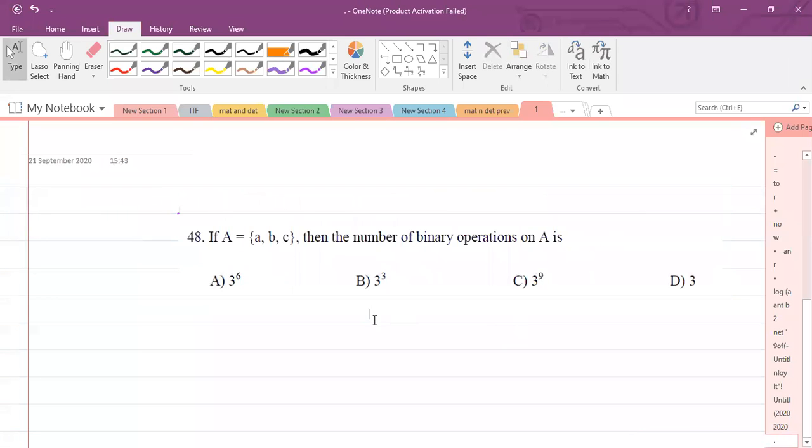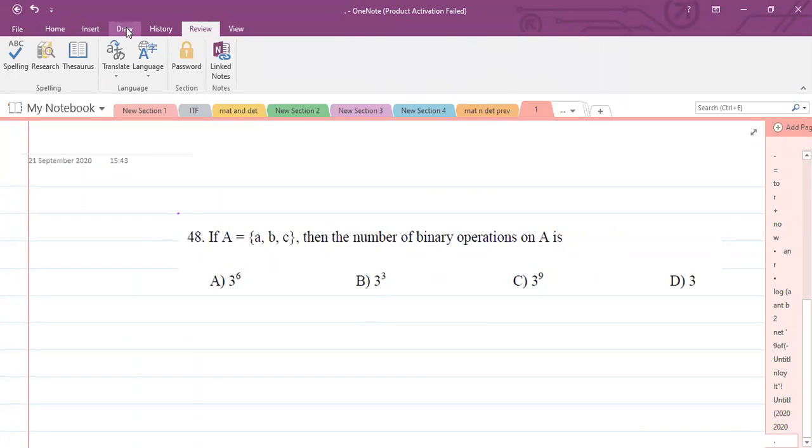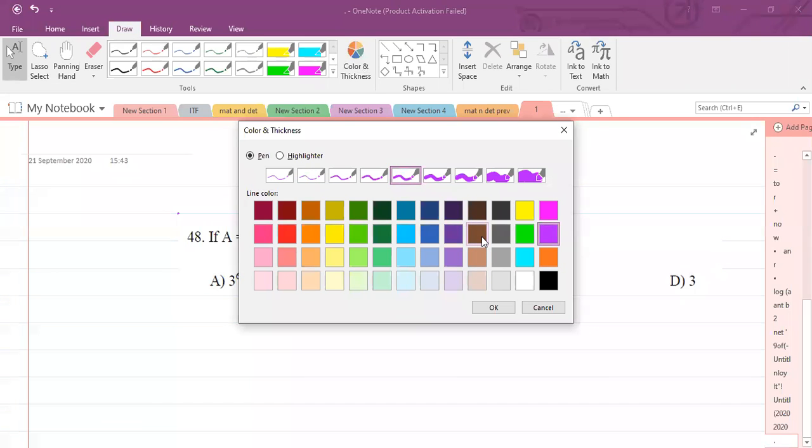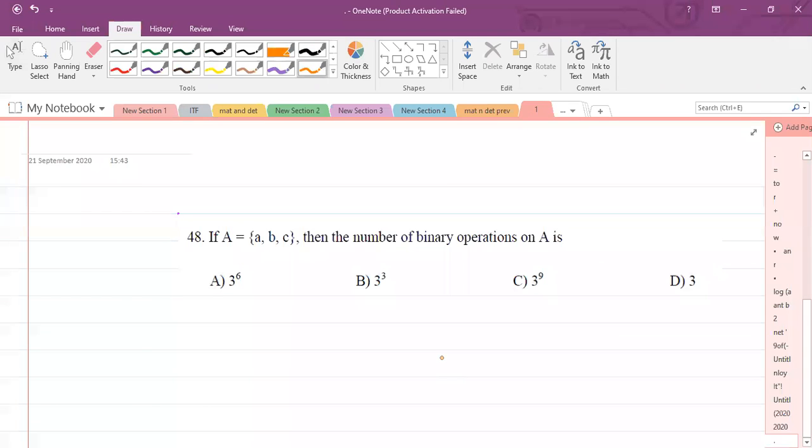So it's also a question of 2020 CET. It looks like a bit different question, but not actually it is different. We have solved a problem similar to this. The number of binary operations on A if A is equal to {a, b, c}. A binary operation on A is a subset of A cross A.